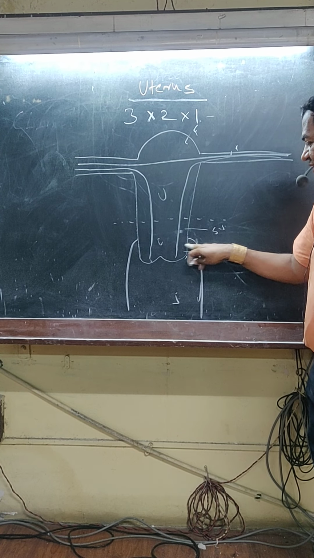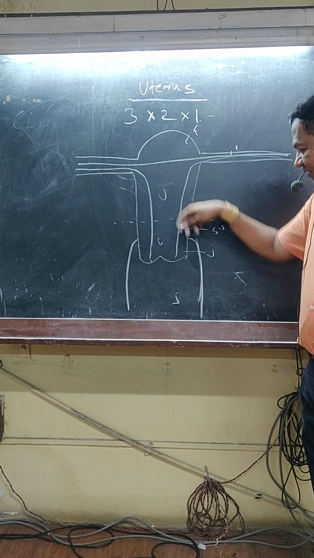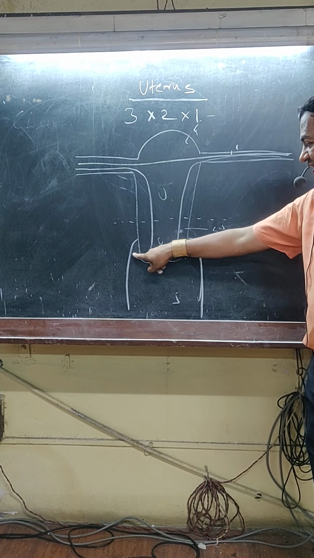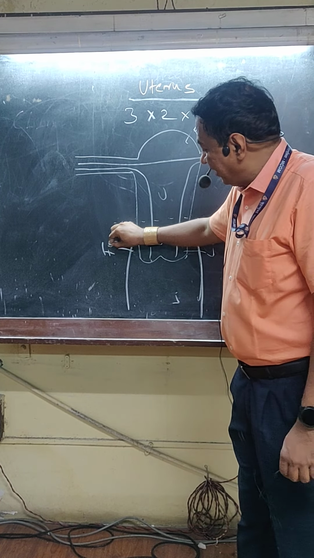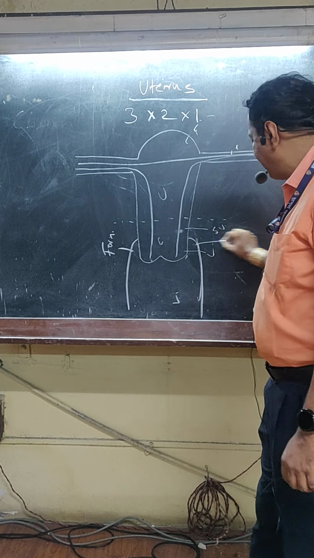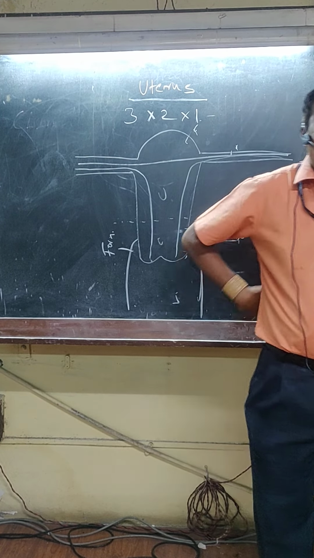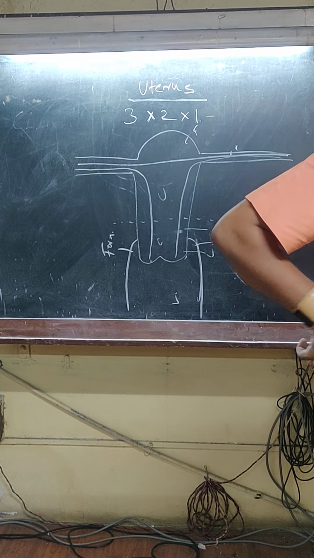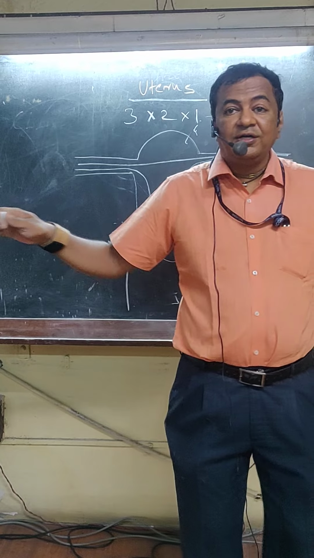Now what is there here? Because the vaginal part goes into the vagina, on the side there are spaces around the cervix which are called fornices. So these are the lateral fornices. Lateral fornices.